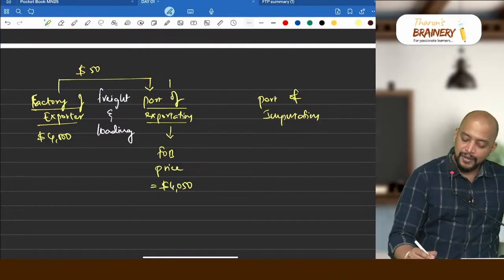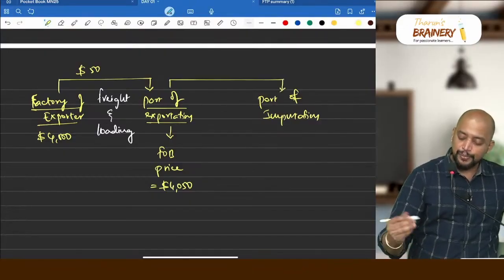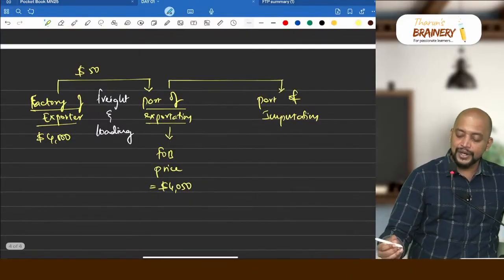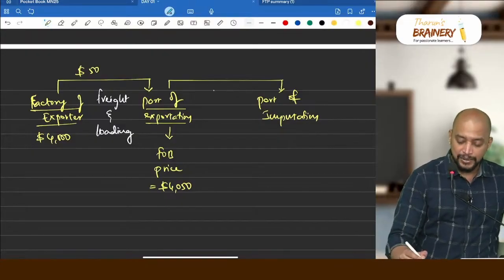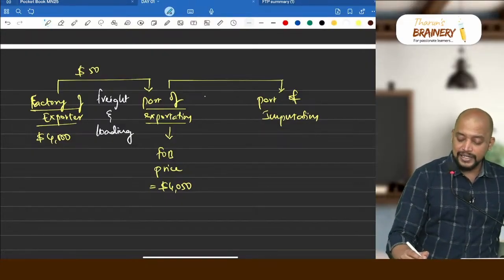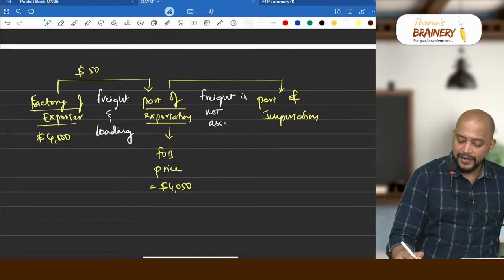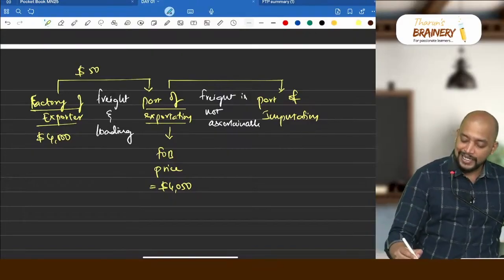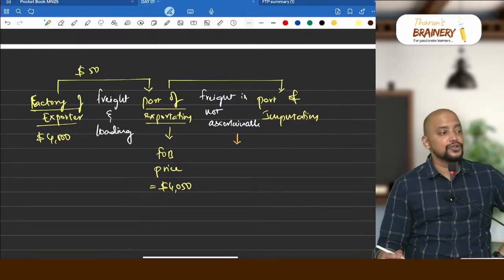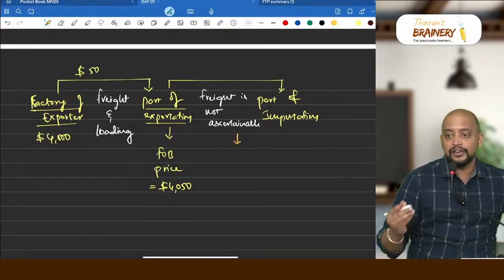And again, from the port of exportation to the port of importation, we need to get the freight and insurance. And if freight is not ascertainable, then what should be taken as the freight? That is the question here. When the freight is not ascertainable, usually you will take 20% of FOB.